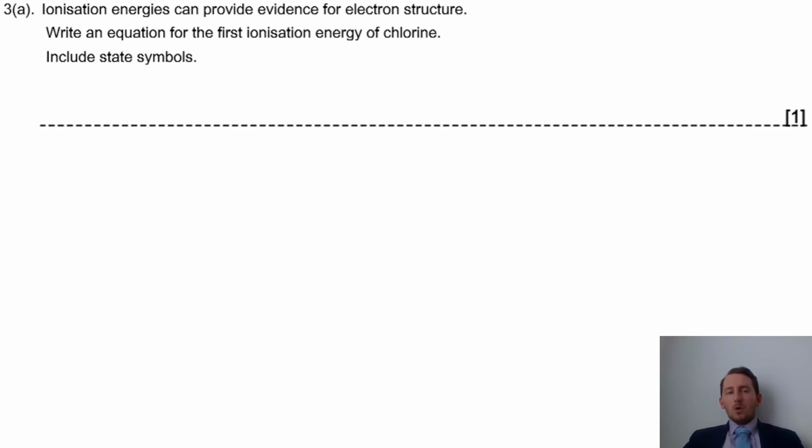Okay, so we need to write an equation for the first ionization energy of chlorine, include your state symbols. So these need to be in the gaseous state, so if you remember the definition of first ionization energy, you need to make sure that it's in the gaseous state and forms 1+, again in the gaseous state as well. So we need chlorine in the gaseous state, forming Cl+ in the gaseous state, plus that electron that's there.